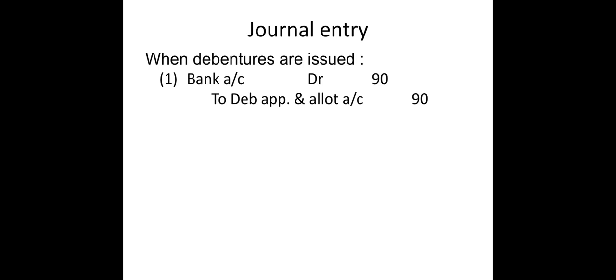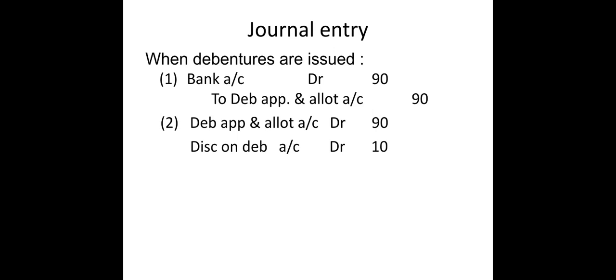Student, first of all, you know what to do. First of all, we have to close the debenture application and allotment account, so it will be debited in the second journal entry. Yes, debenture application and allotment account debit 90 rupees. Okay. Then one more account, discount. So we are giving discount of 10 rupees. Now you know that discount is an expense for the company. So debit all expenses and losses. So we have to debit discount on debenture account 10 rupees.